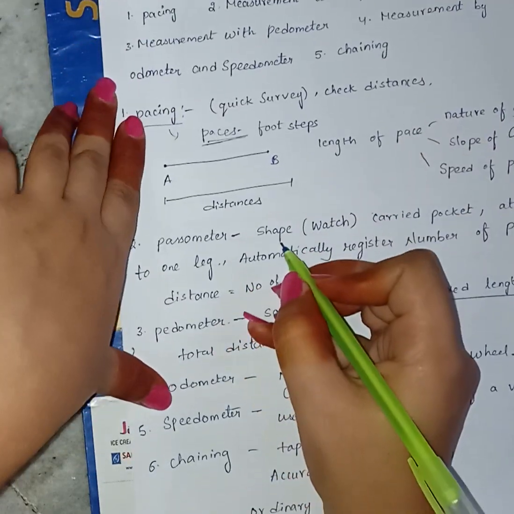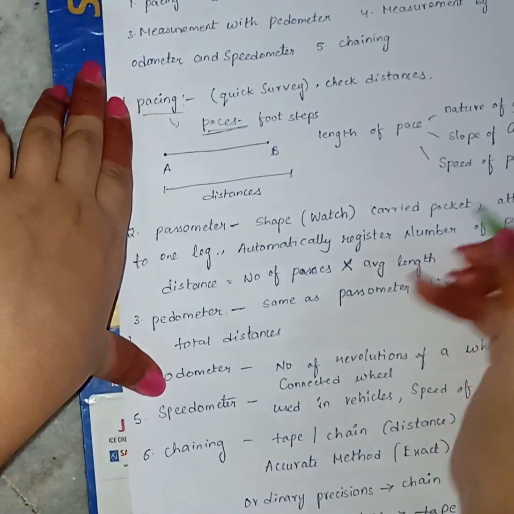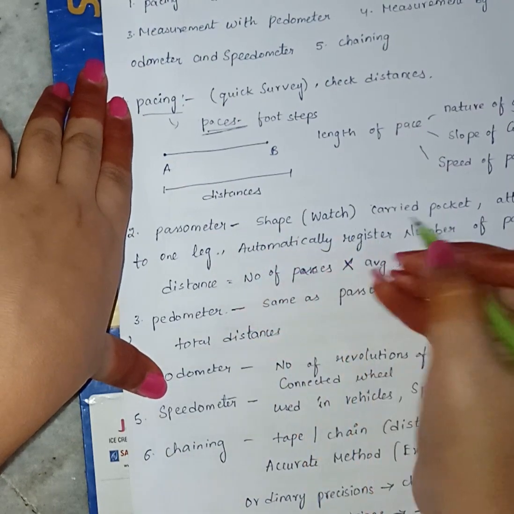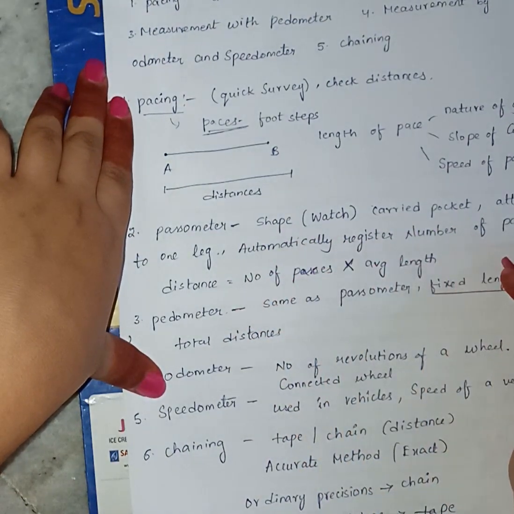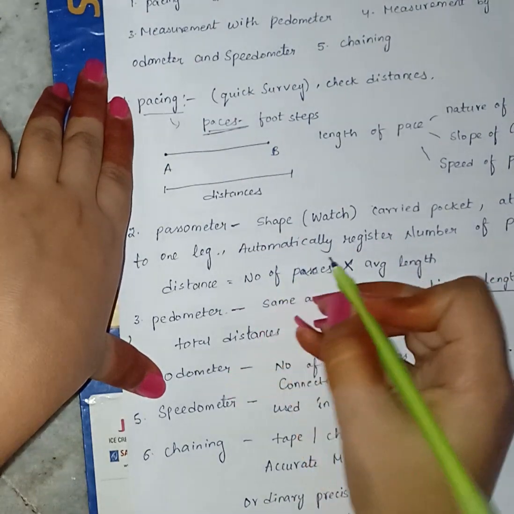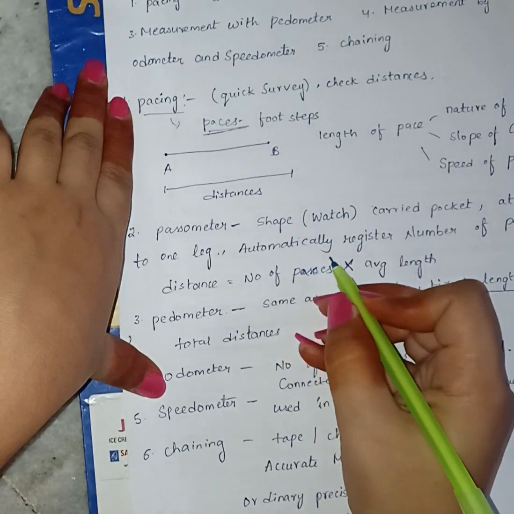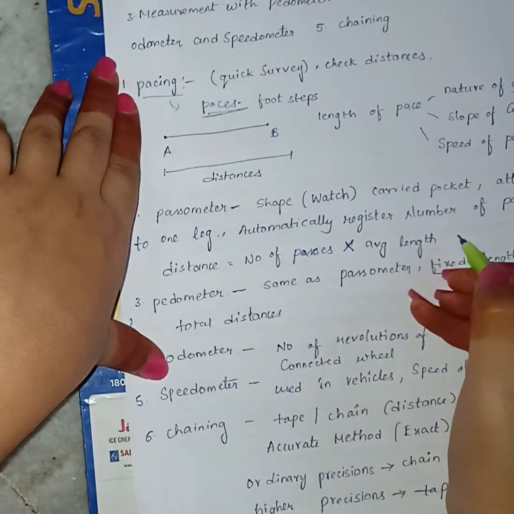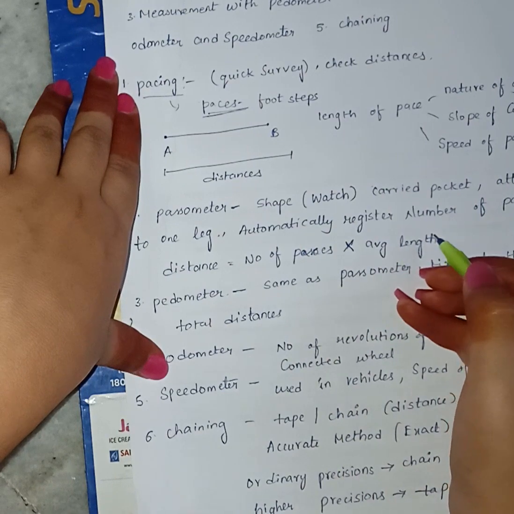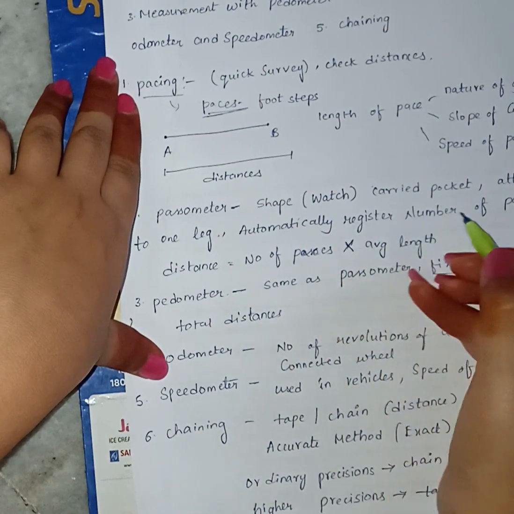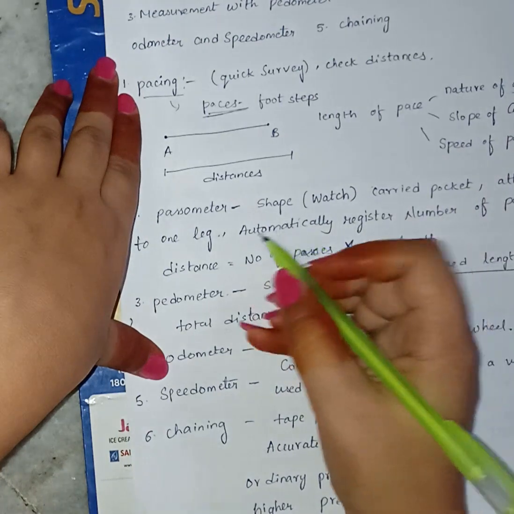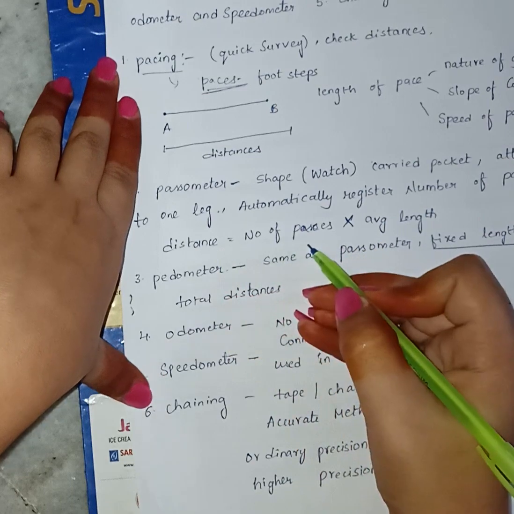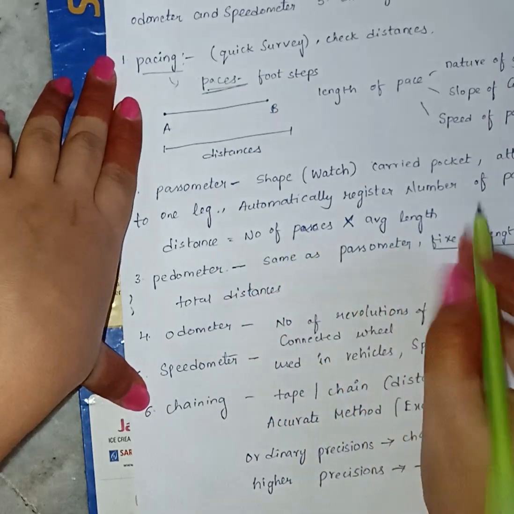Next type is the passometer. The passometer is an instrument that looks like a watch. It can be carried in a pocket or attached to the human leg. It automatically counts the number of paces, so a surveyor is not required to count them, and the work can be done very quickly. For calculating the distance with a passometer, the formula is the number of paces multiplied by the average length.